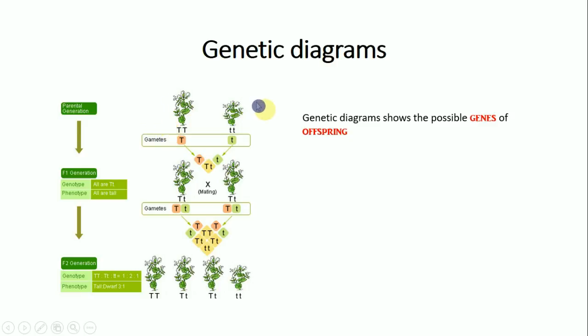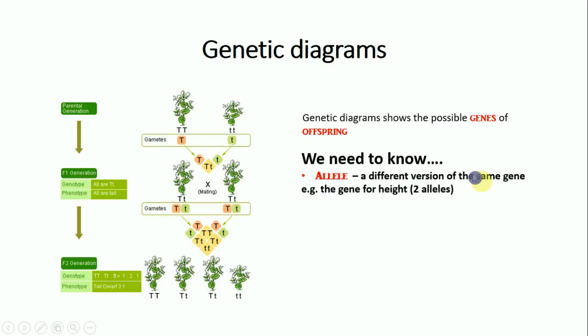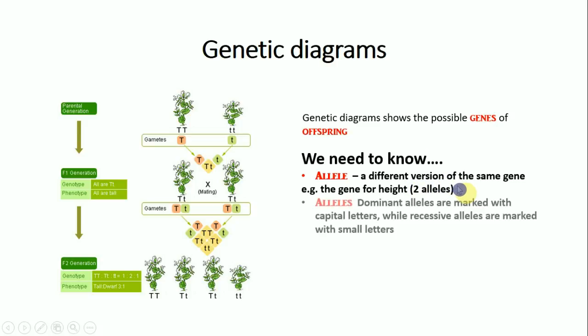So before we start with some explanation of the letters here, we need to know that alleles are different versions of the same gene, and we already said that in the previous slide, but we need to make sure we understand it, and that alleles can be dominant and recessive, and dominant alleles are marked with a capital letter, while recessive alleles are marked with small letters.